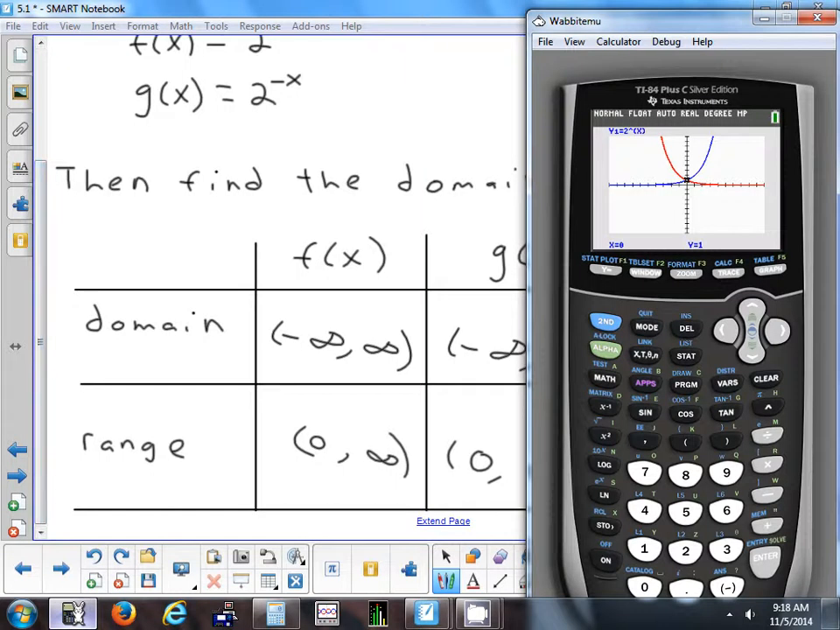Okay, so flipping it that way didn't affect the domain or range. Okay, if we flipped it over the x-axis, that would affect the range only. It would now go from 0 to negative infinity. Okay.